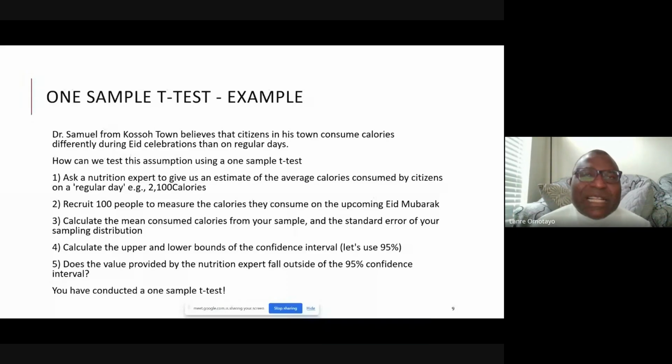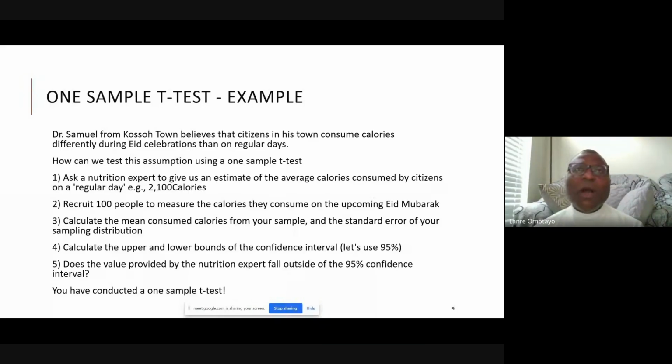But we need to test that assumption. We need to test that hypothesis. So what can he do? Well, at least we have nutritionists in the community who have been calculating the average number of calories that citizens consume on a regular day. And we know that it's 2,100. But this is the average that people consume over regular days. They don't know whether this is different from what people consume during Eid or not.